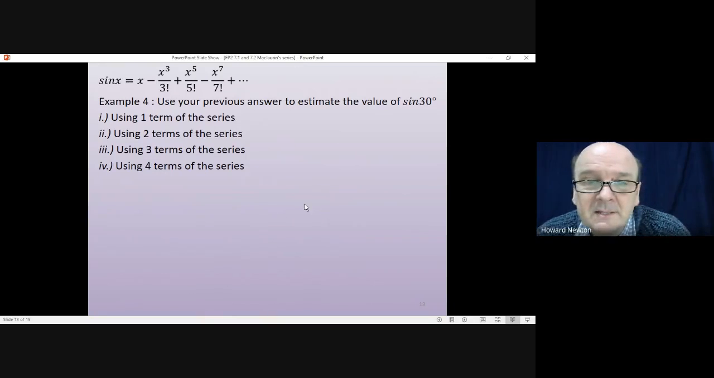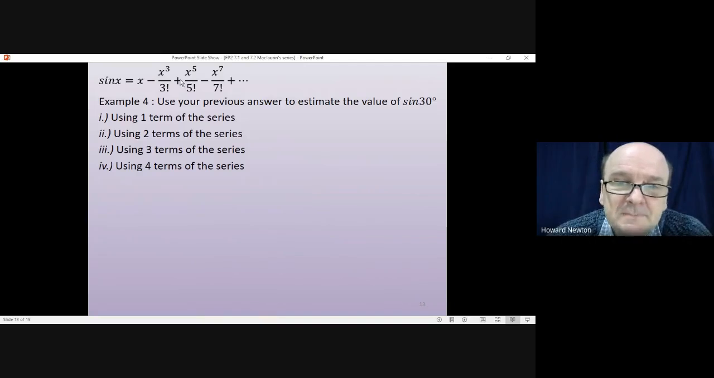Now that matters in this next question. So using the series expansion that we've just done, we're asked to use the previous answer to estimate the value of the sine of 30 degrees. First of all, if we just use the first term, then add on the second term, then add on the third term, then add on the fourth term, just to see how the accuracy increases as we use more terms of the series. But the first important thing is you can't put 30 degrees in for x. You have to change that to radians. Okay, I'll let you have a go at doing all of that. So pause the video, have a go, and come back to me when you're ready.